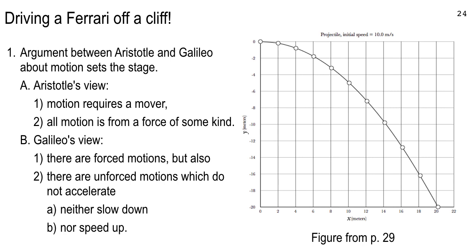So that Ferrari, once it gets going at the top of the cliff, Galileo said up there, if there's no friction, that shopping cart will just keep on going at 2 meters per second, or whatever the speed is. And then as soon as it gets to the edge of the cliff, it'll retain that 2 meters per second horizontal, but then it'll acquire a forced motion due to the force of gravity.